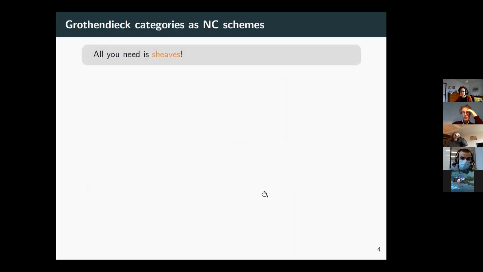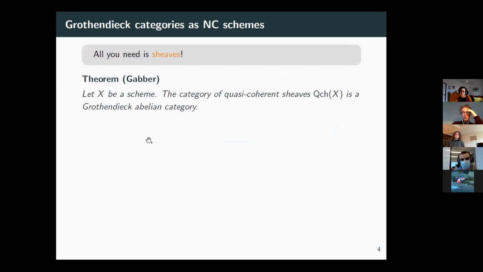The main idea is that all you need is to have sheaves. And this is kind of the philosophy that Grothendieck actually had and mentioned several times in his works: in order to do geometry, you don't need the space itself. You just need the category of sheaves on the space to be. And this philosophy will fit very well into this story today.